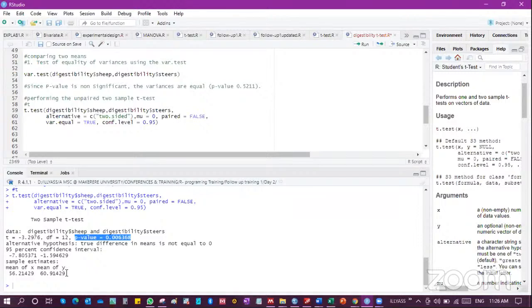So the X represents the mean for the ship and the Y for the steer. With this result, the p-value indicates that the 60.9 is significantly higher than the 56.2 coefficient of digestibility in ship. Yeah, so that's my submission on that. Thank you.